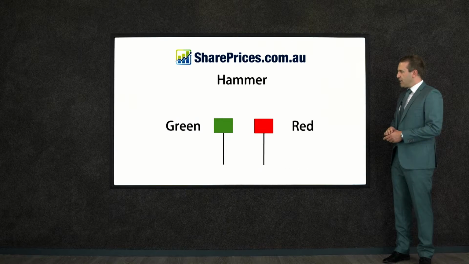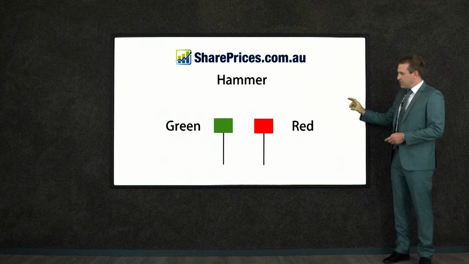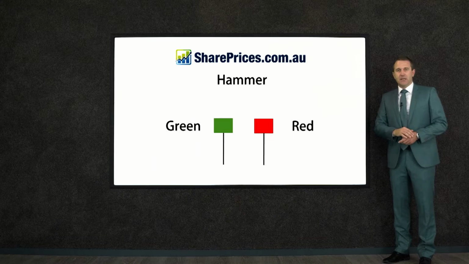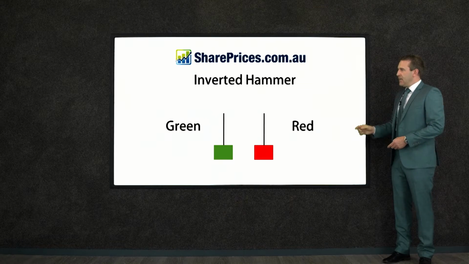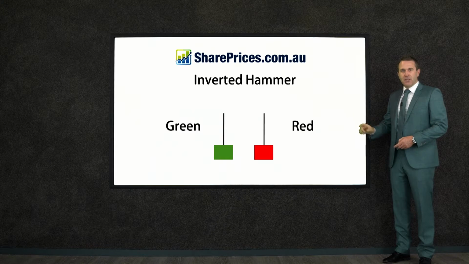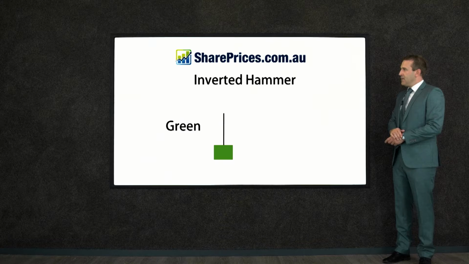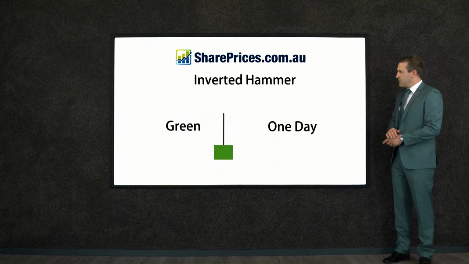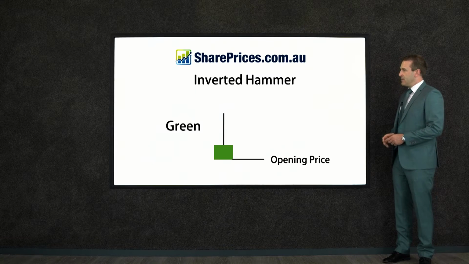Side by side, the red and the green, key features, small body, close to where it opened and closed, and a long wick and just one wick to the south of the body. There's the inverted hammer. We virtually flipped them. Again, the green and the red, small bodies, long wick, one wick, but this time above the body. And here's the green, and the time period it represents is 1 day's worth of share price movement from market open to market close.